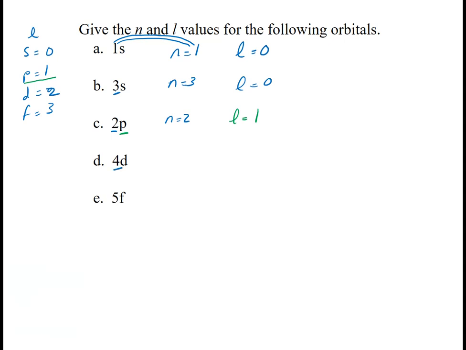I have 4, so n is equal to 4. So n's very simple. And when I have d, that means my L is equal to 2.